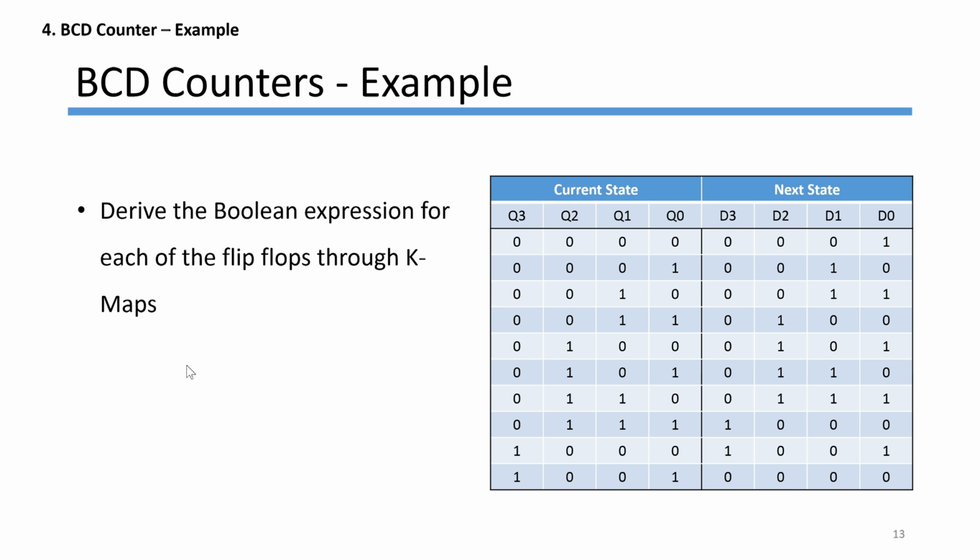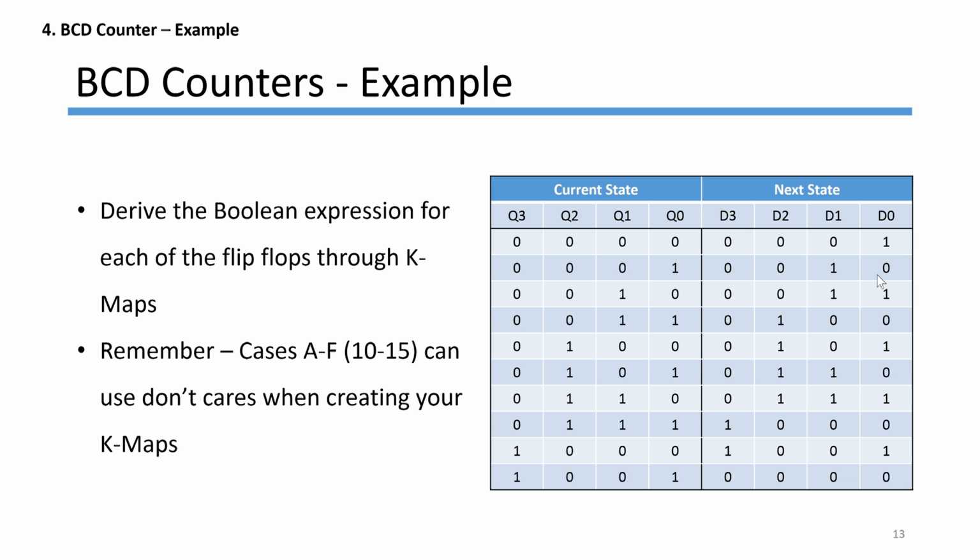Now, in order to complete your BCD counter, you need to derive the Boolean expression for each of the 4 flip-flops using K-maps. Remember that in hex to SSD we encoded from 0 to F, so 0 to 9, and then 10 to 15 is decoded as A to F. In the case of the BCD counter, we don't care about the outputs for A to F, which means outputs 10 to 15, you can use don't cares when creating your K-maps. Don't cares are X's instead of 1s or 0s, and they can be grouped together with 1s when you derive the expression.